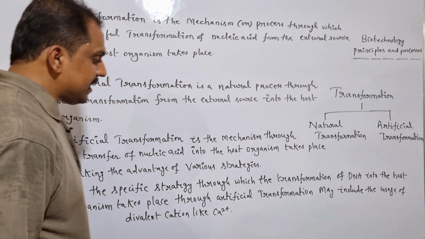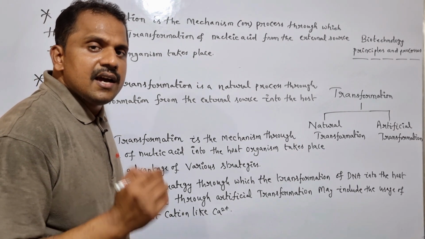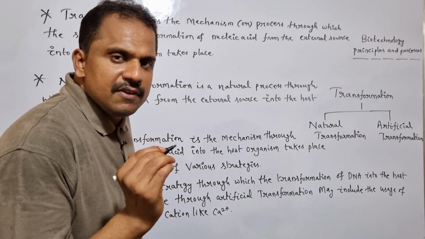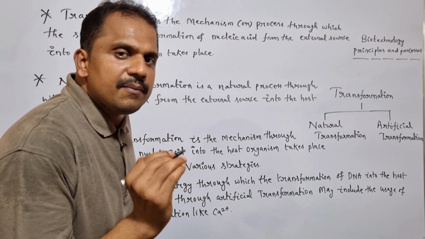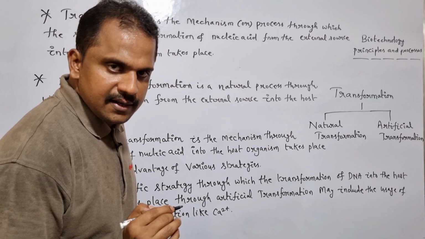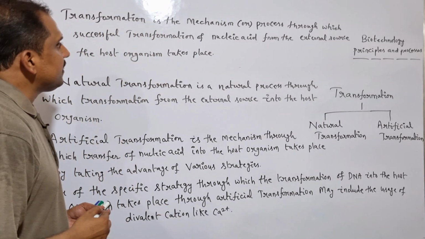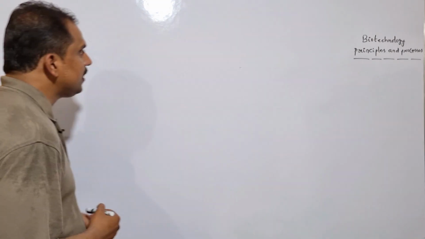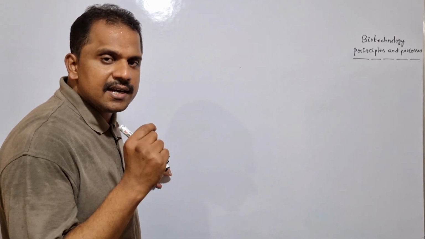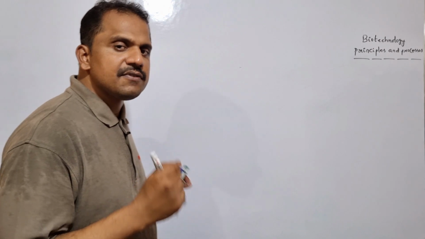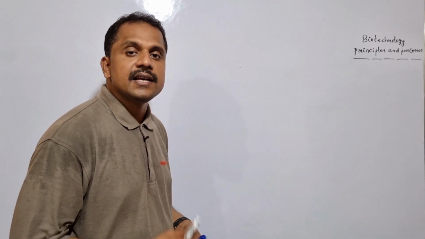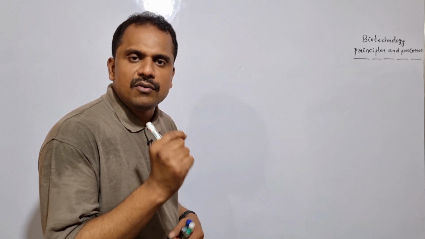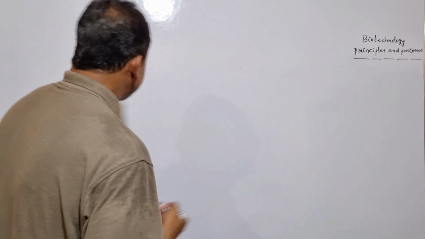Is it clear? And the other specific strategy through which artificial transformation takes place is nothing but subjecting the specific bacterial cell to the heat shock treatment followed by cold treatment. Is it clear? So let me erase the things here. As already mentioned, the other alternative strategy through which artificial transformation takes place is nothing but subjecting the specific bacterial cell to the heat shock treatment followed by cold treatment. Is it clear? So let me write it on the board.